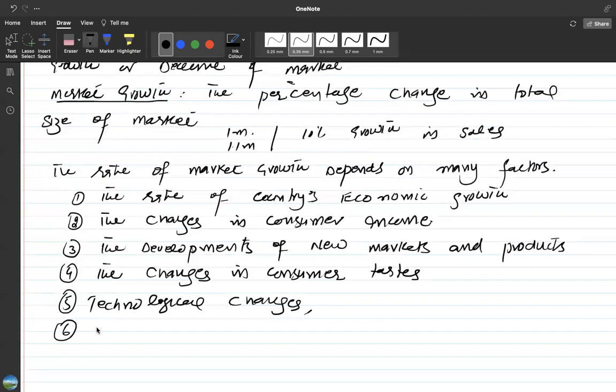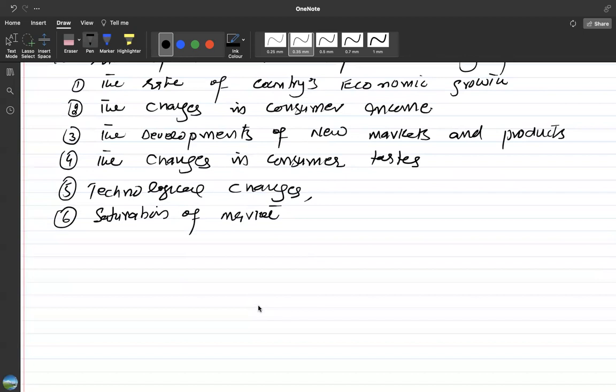It also depends on the saturation of market. If already almost all the customers have bought a product, there are lesser chances of market growth. If the consumers still have to buy, there will be more growth, and if consumers have already bought, there is lesser growth.